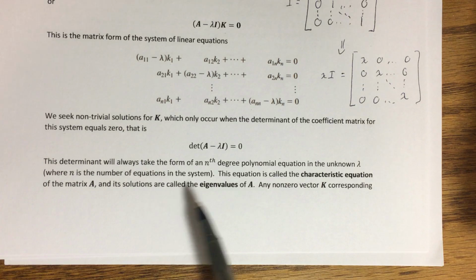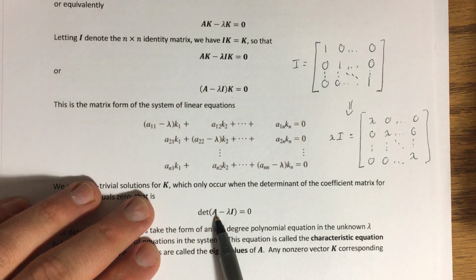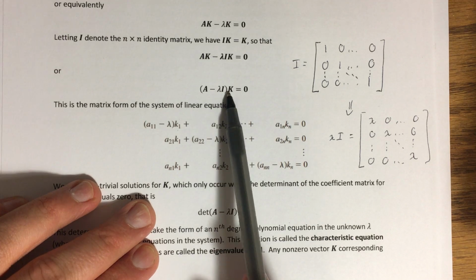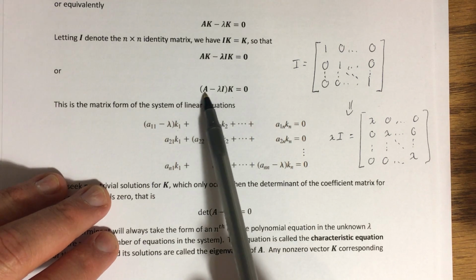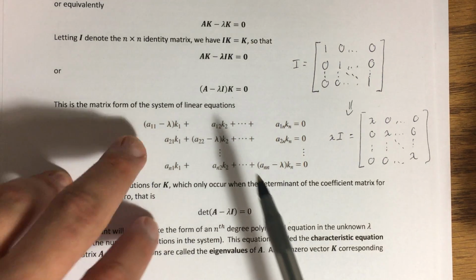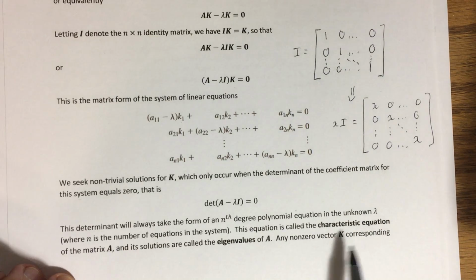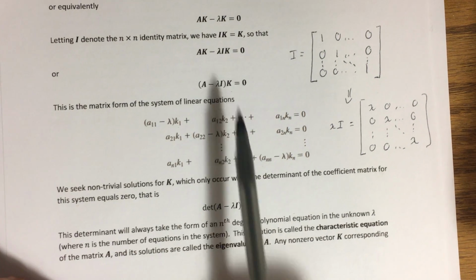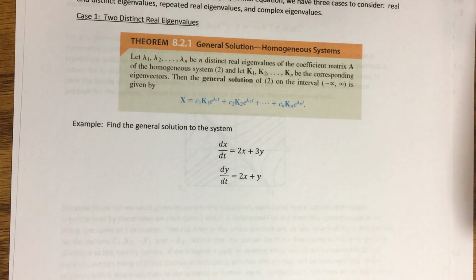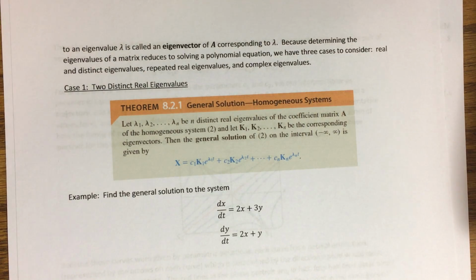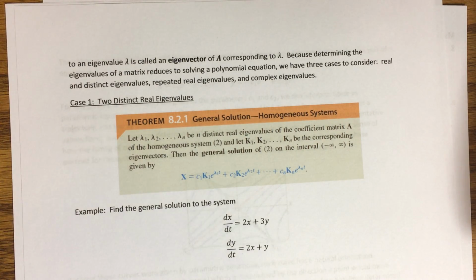And then, if you remember where we're using this matrix, it's showing up in this system up here. You have this K here, which represents the unknowns that are being multiplied to that coefficient matrix. Any non-zero K that corresponds to a given value of lambda, a given eigenvalue, is called an eigenvector of A corresponding to lambda.